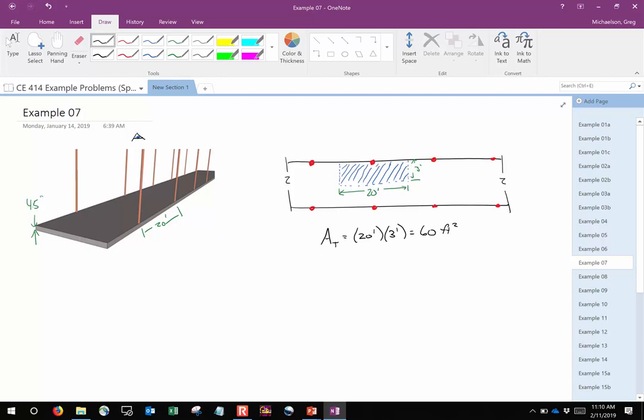So I'd argue that the easiest load to determine is the live load, okay? Because if I want to determine the live load on each rod, all I've got to do is take 100 pounds per square foot and multiply it by 60 square feet to get 6,000 pounds, or 6 kips. That one's easy. All right. But what about the dead load?